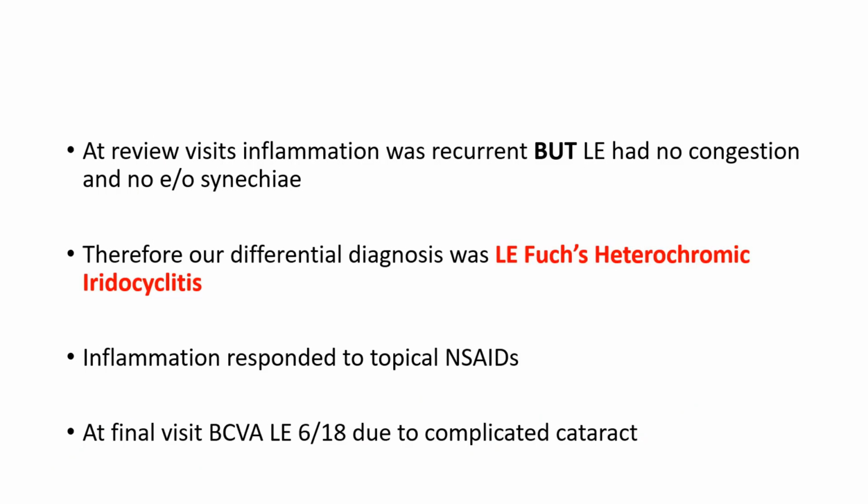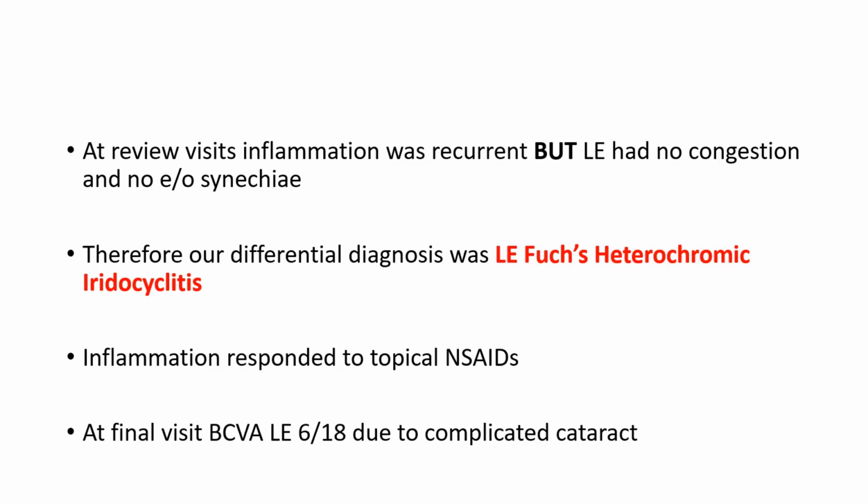However, what we missed was that she actually had stellate KPs on the endothelium. So we should always study each KP properly, because my teachers say that every KP tells a story. Always look at the keratic precipitates and identify whether they are granulomatous or non-granulomatous. In the end, the diagnosis was Fuchs heterochromic iridocyclitis, and inflammation was well controlled with only topical steroids. Unfortunately, due to complicated cataract, she had a vision of 6/18.